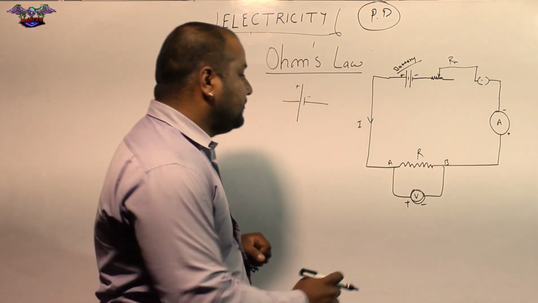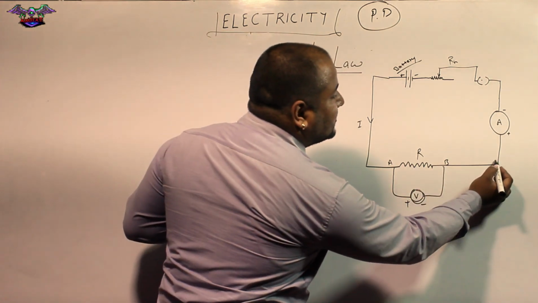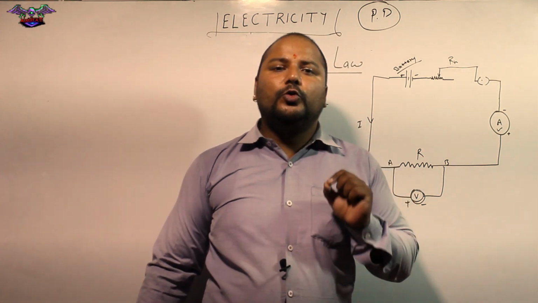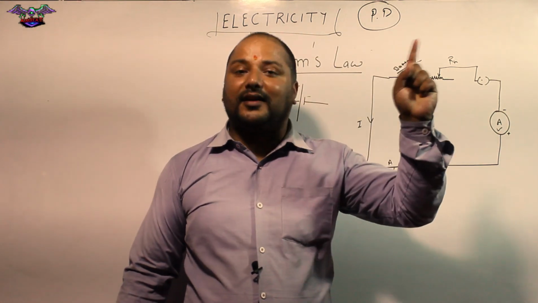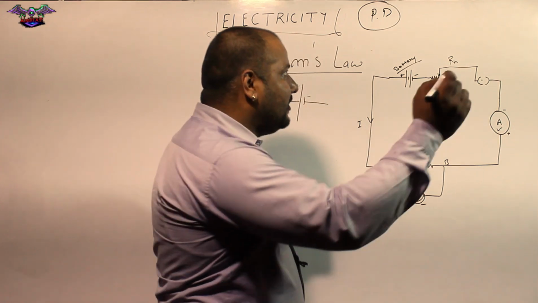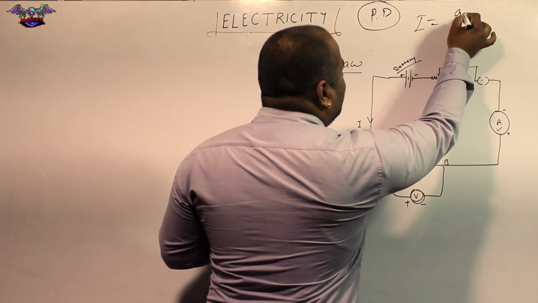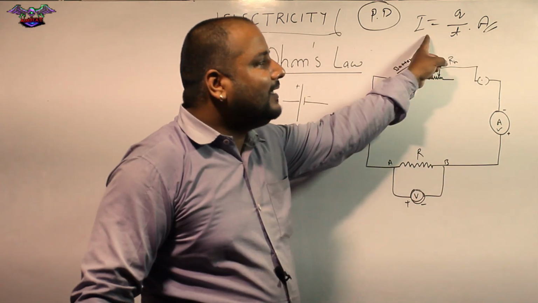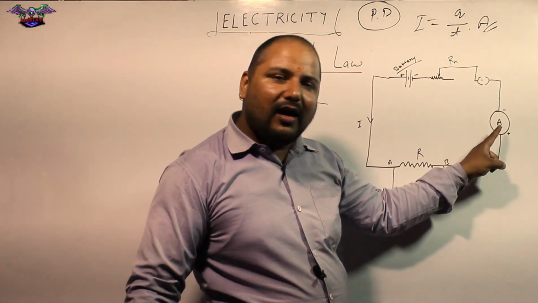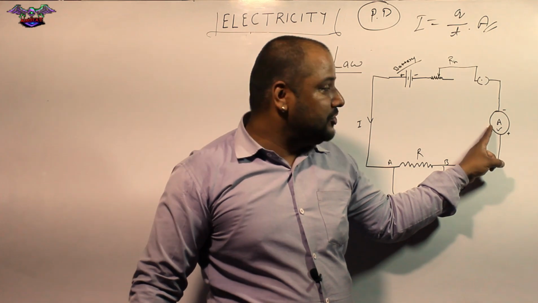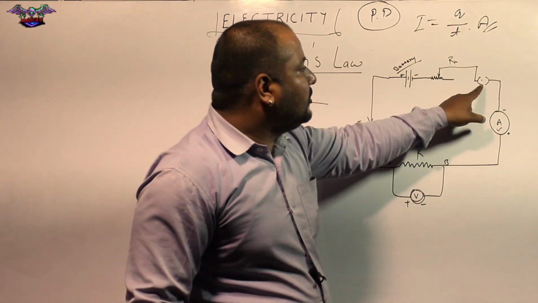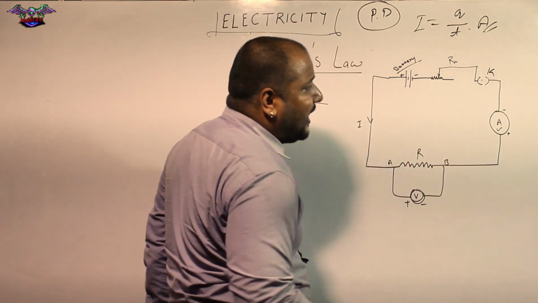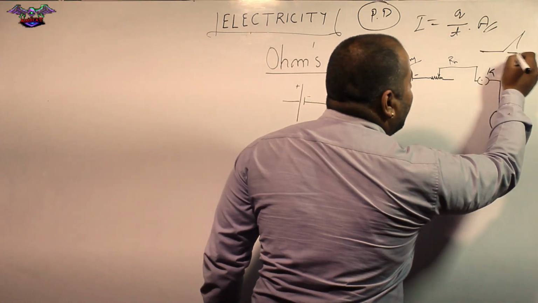Next part is the ammeter. The ammeter is used to measure the current. We understood now, I equals Q upon T, in amperes. So this current is measured by the ammeter. This device is the ammeter. Now what is this? This is the key. You can show the key like this or like this, as you wish.